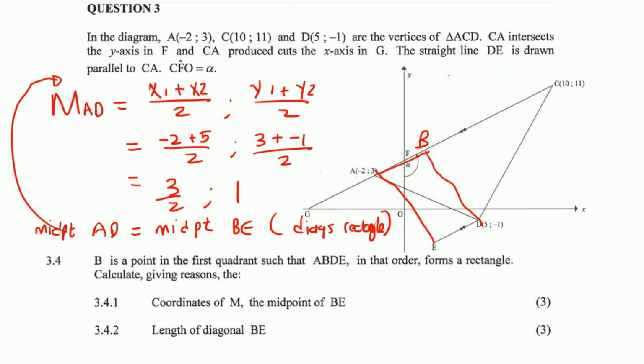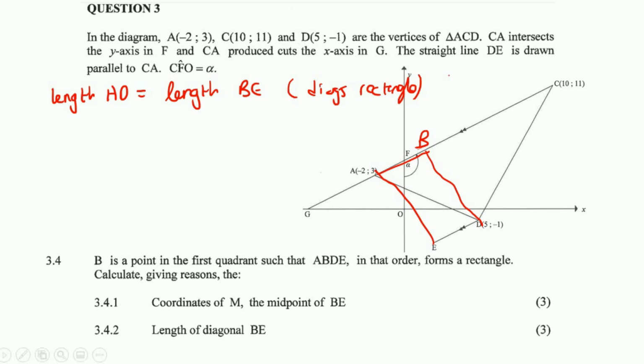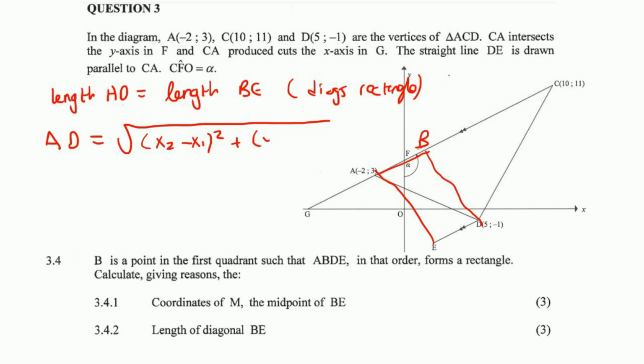Okay? So we can just say that the length of AD is the same as the length of BE. Why? Because of the diagonals of a rectangle. Once again, it's one of their properties. So we can just go work out the length of AD. To do that, we use the distance formula, which we'll quickly write down. Obviously, all of these formulas are on your formula sheet.